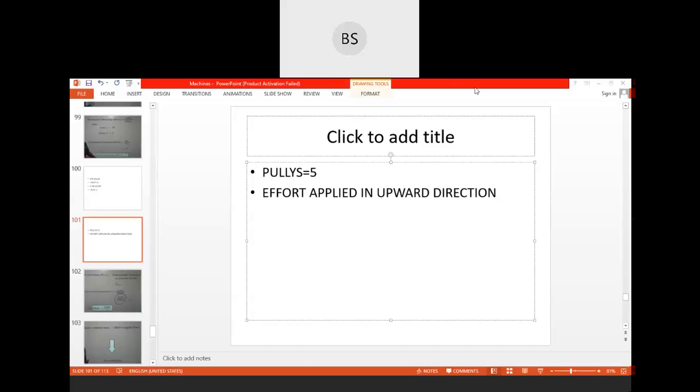See, let us draw now for that. I don't know whether I can draw it. Okay, let me try. Okay, let me draw. First, I'm taking 5, no? So, this is the frame I'm drawing. Just a minute. Okay, I will draw it from up. Okay, just see, effort applied in upward direction. For that, we have to draw now.